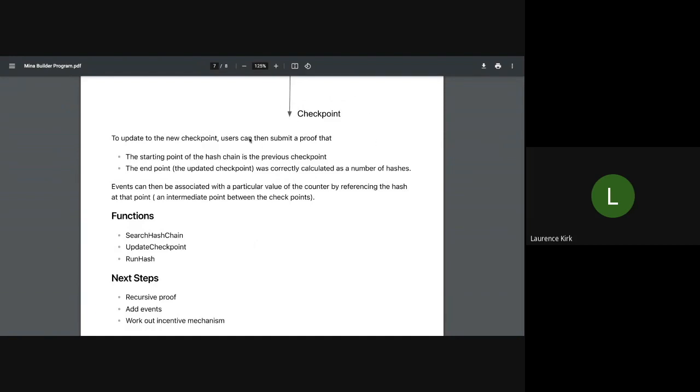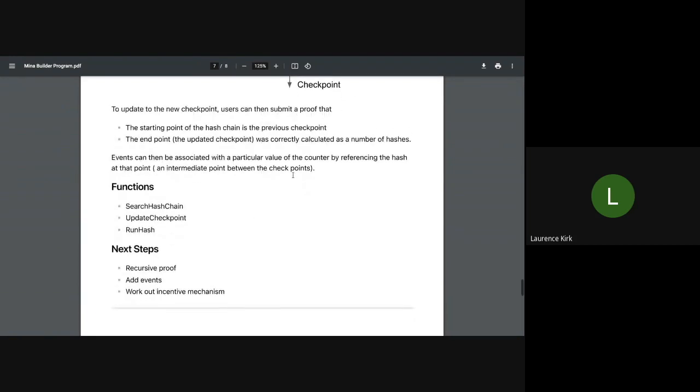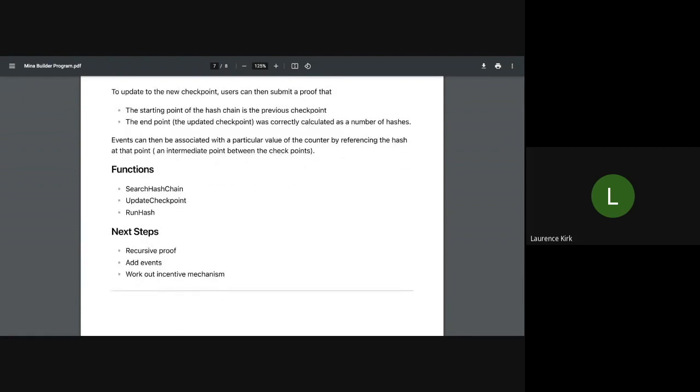The code that I've written has some of this already. It has the creating of the hashes and the counter. It has a concept of searching this hash chain as well, so that you can go through and check that it's been done correctly. And for updating the checkpoint, I'm just working now on getting the recursive proof in there, so that then we can prove that the actual update is being done correctly.